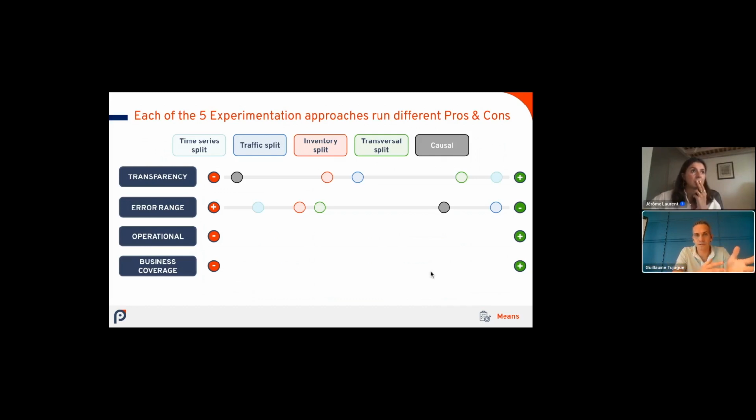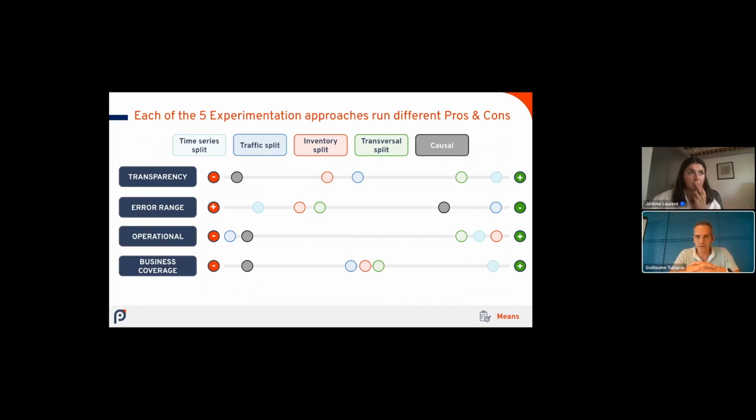In terms of operationality, it's also interesting to see that the ones ranking the poorest are the two I just mentioned, the traffic split and the causal impact, for the same reasons. On the other side, these three other ones are pretty operational. By operational, we mean methodologies that are quite easy to implement, meaning that most of our customers face absolutely no problem implementing an inventory split, a transversal split, or a time series split, because operationally there are almost no constraints to achieve this.